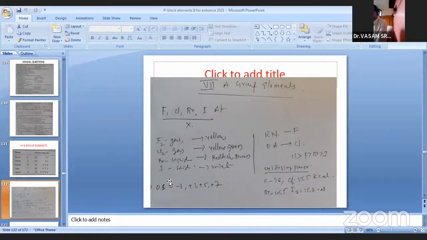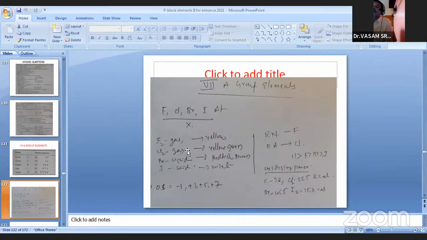But in the case of chlorine, bromine and iodine, they are all big-size elements and have vacant d orbitals. That's why, except fluorine, the remaining elements exhibit not only -1, but also +3, +5, +7. So these are the common oxidation states of halogens.